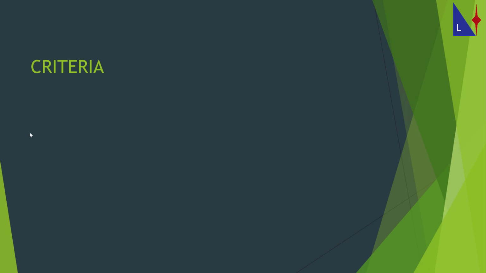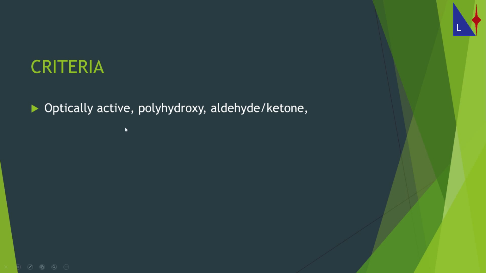Now, if that's not the criteria to become a carbohydrate, what exactly is a carbohydrate? To be a carbohydrate, either of 2 criteria has to be fulfilled. First criteria is that it should be an optically active, polyhydroxy aldehyde or ketone. It has to be optically active, it has to be polyhydroxy, aldehyde or ketone. It cannot be both, either aldehyde or ketone.